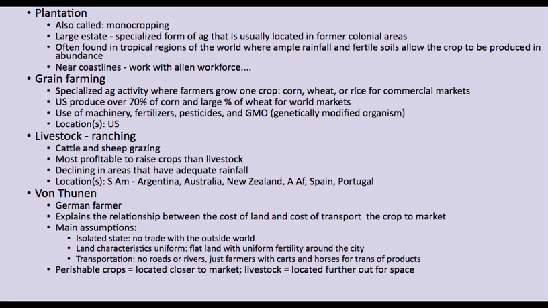Land characteristics in this model are all uniform. It's all flat land. Again, everything is the same. In transportation, there's no roads or rivers. They just take the crops directly to the source of consumption. The most obvious thing about Von Thunen's model is the fact that perishable crops are located close to market and that livestock, the things that need more space, are further away.